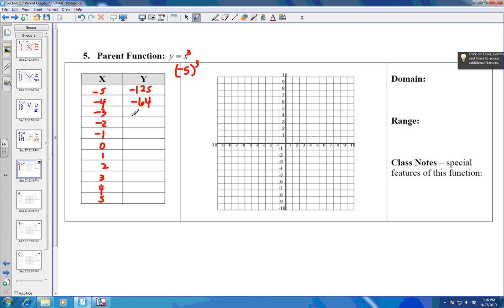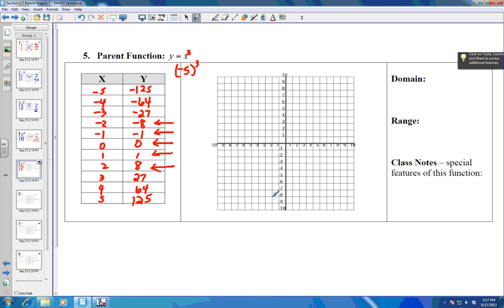-4 to the third power, -64. -3 to the third power is -27. -2 to the third power is -8. -1 to the third power is -1. 0 to the third power is just 0. And then 1 to the third is 1, 2 to the third is 8, 3 to the third is 27, 4 to the third is 64, 5 to the third is 125. So obviously we can't graph all these points, but we can graph the ones here with arrows next to them.